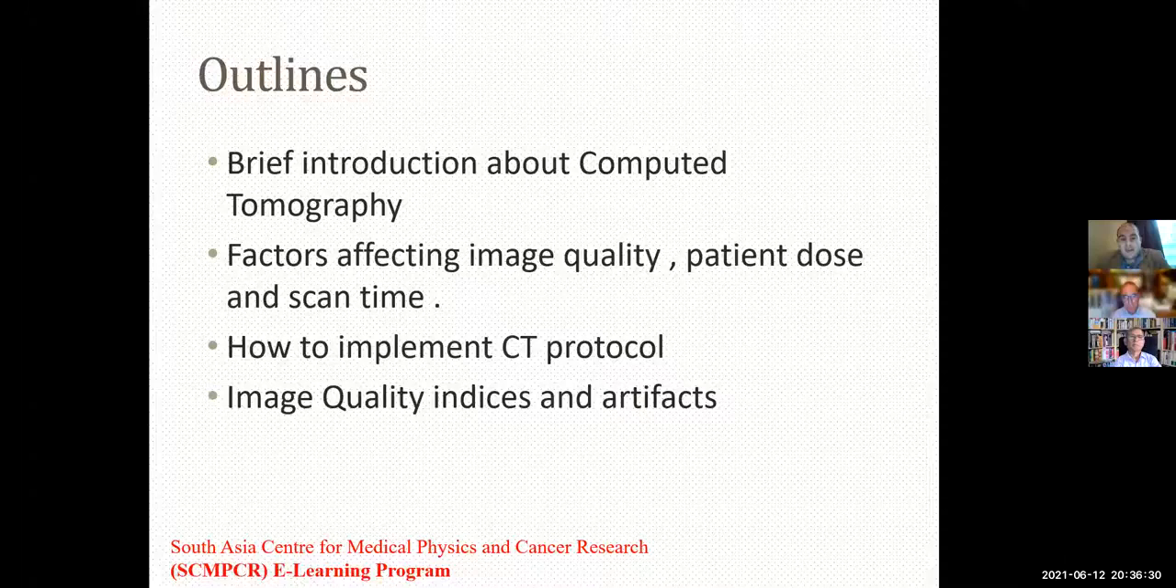Okay, today's outline: we'll talk about a brief introduction to computed tomography. The second item will be factors affecting image quality, patient dose, and scan time. The third item will be how to implement a CT protocol. The fourth one, image quality indices and artifacts.